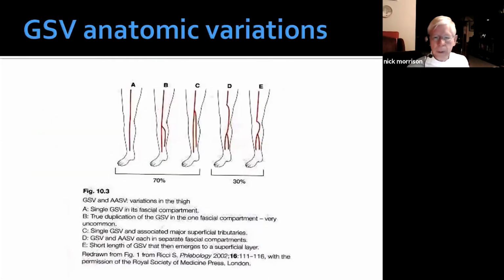Lots of variability. About 70% of patients have one of these three variations. It could be entirely great saphenous vein all the way along.